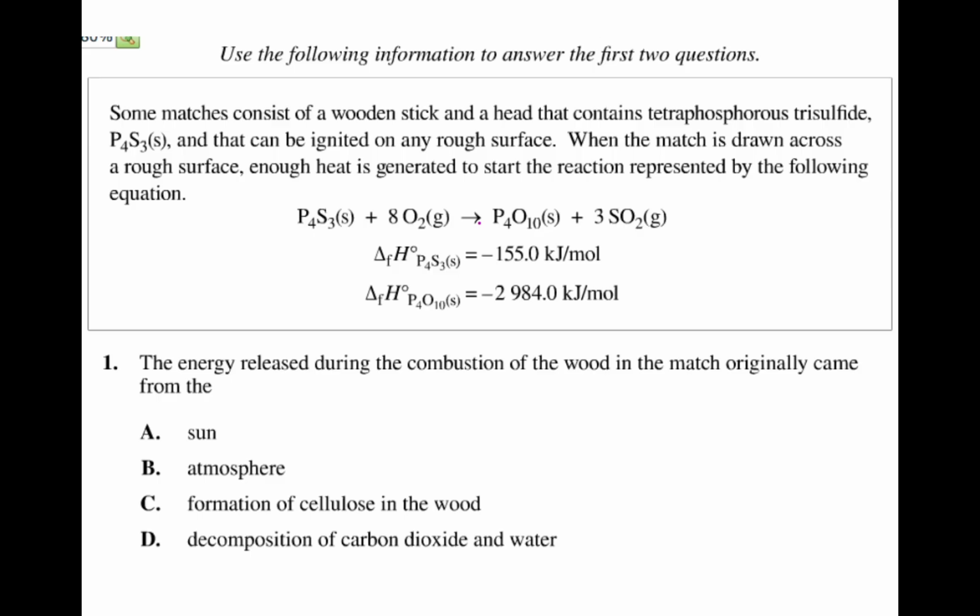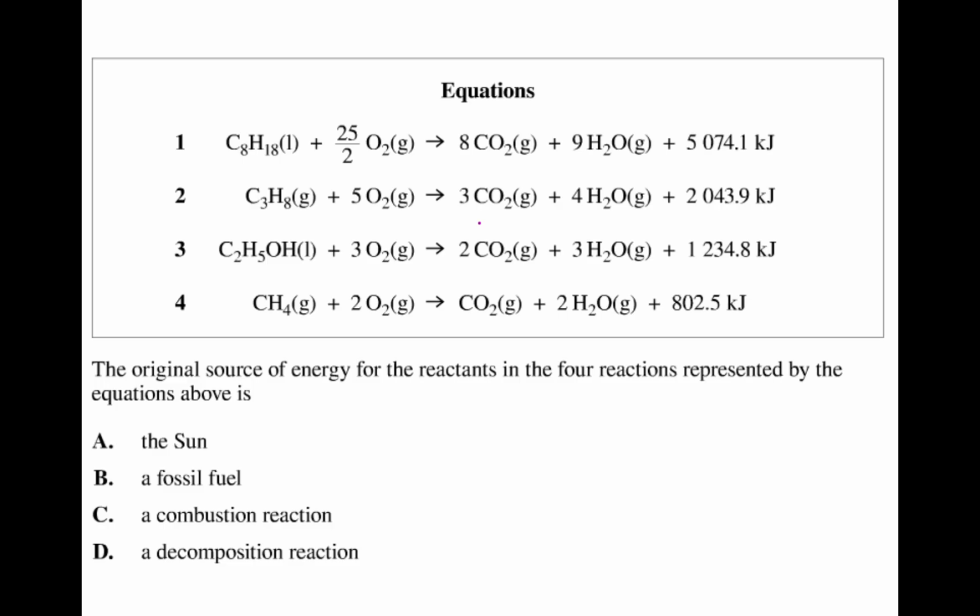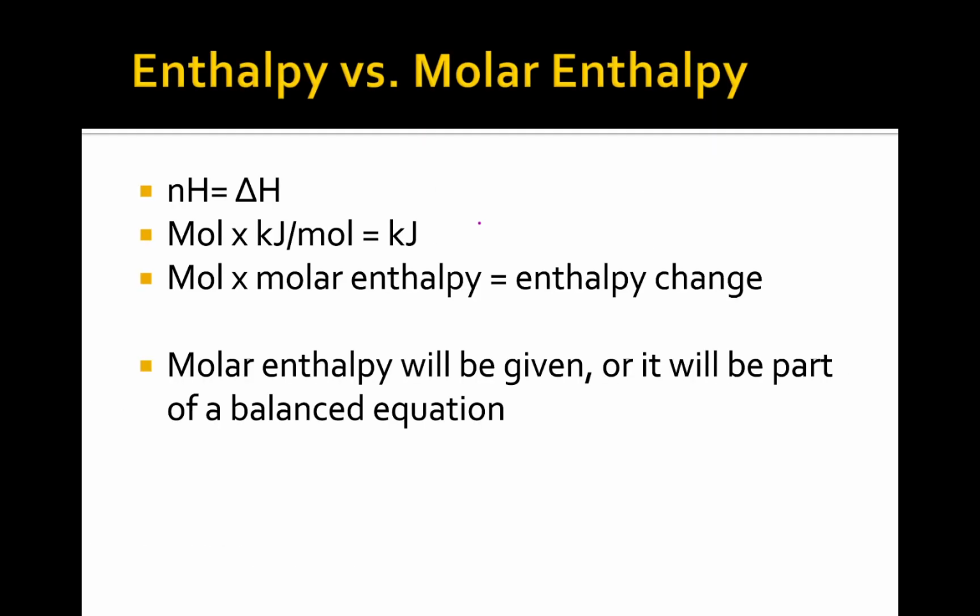So here are a few old diploma questions that just show that even though there's lots of information here, when it says the original source of energy, it's always going to be the sun. Another one, it looks like this might be set up for Hess's law or something along those lines, but then it's asking for the original energy source. We know it's going to be the sun.